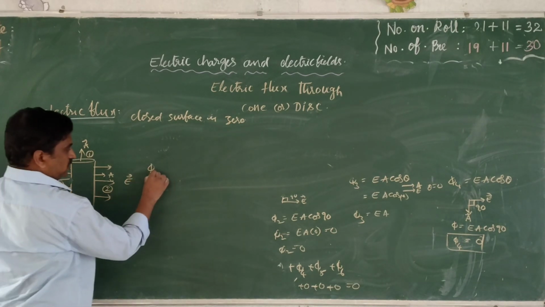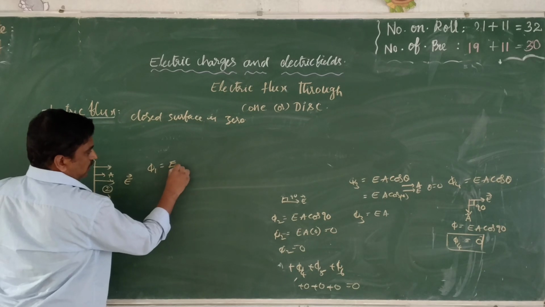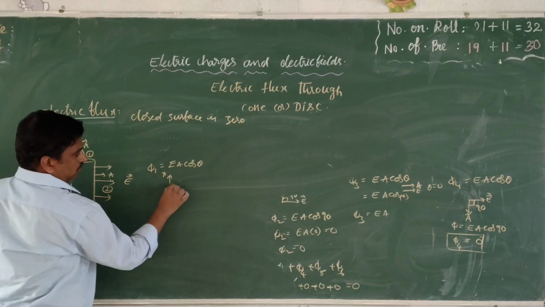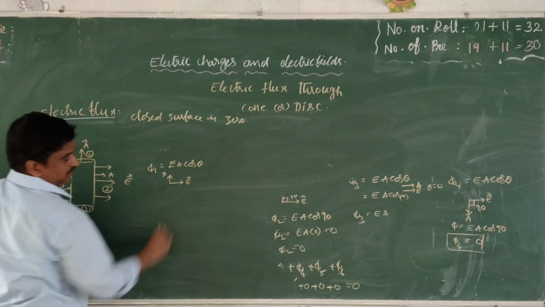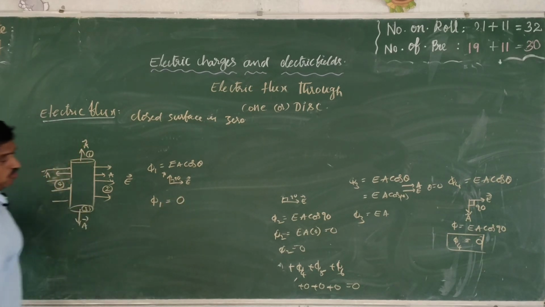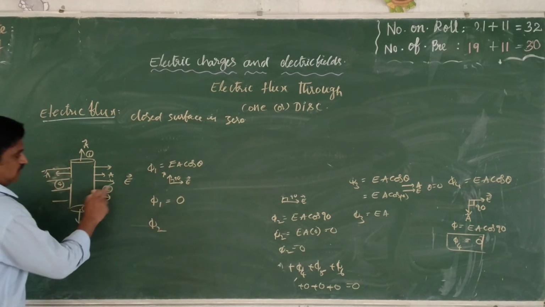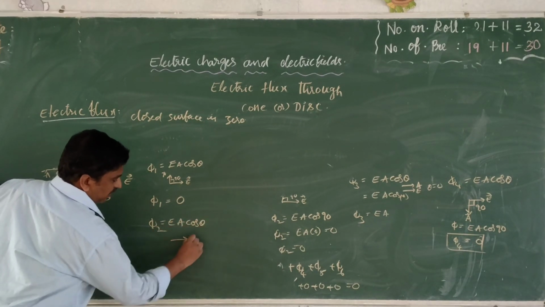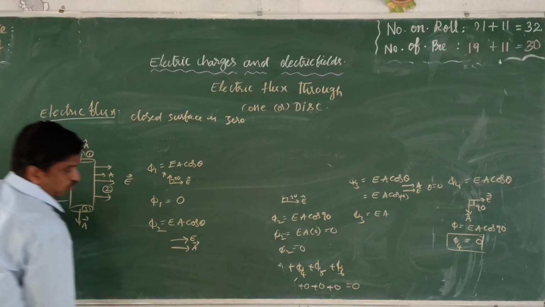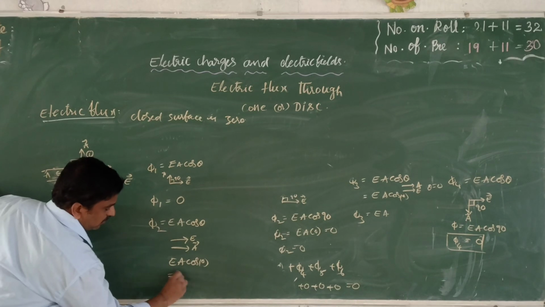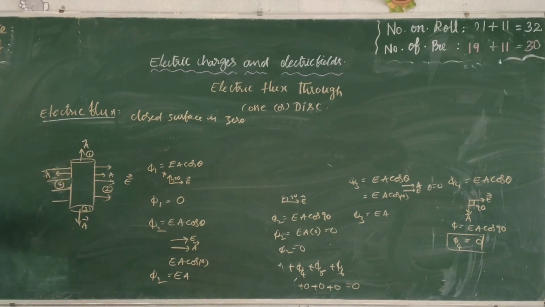What is the flux through the first surface? EA cos theta. So what is theta here? This is the area vector and this is the electric field vector. What is the angle here? 90. So phi 1 equals 0, because EA cos 90 and cos 90 is 0. Now the flux through the second surface, this surface: EA cos theta. The electric field vector and area vector are both in the same direction. EA cos 0, and cos 0 means EA. So the flux through the second surface is EA.